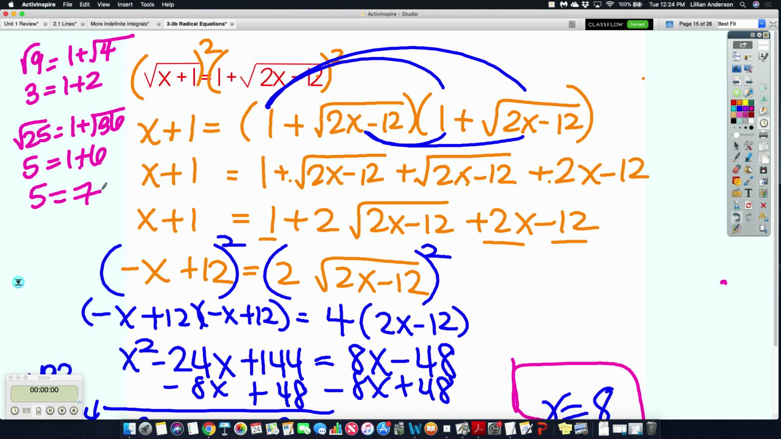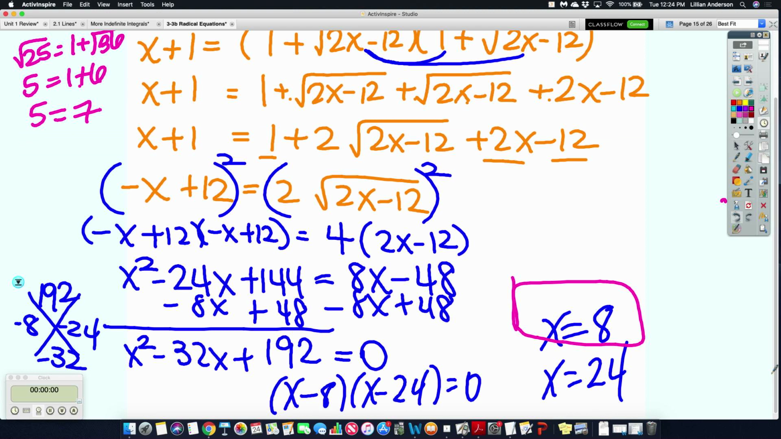This is a quick check. So your answer is x equals 8. All of that for a cute little pretty answer.